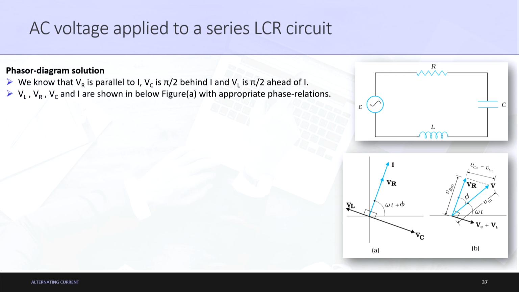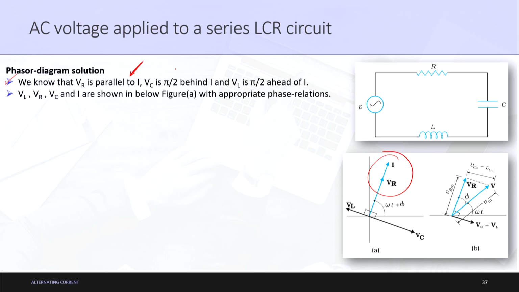We know that VR is parallel to I. So, this line is already known to us. Why is it already known to us? Because we have already completed the individual solutions for all of them. We did it for a resistor, for a capacitor, and for an inductor. We know that for a resistor the phase difference is always equal to 0. Therefore, VR is parallel to I, as you can see. This thing is known.